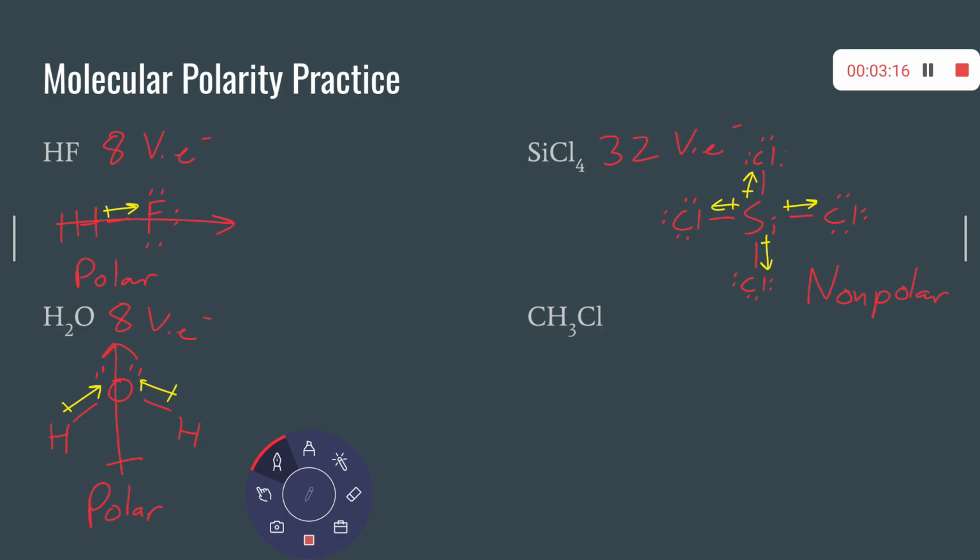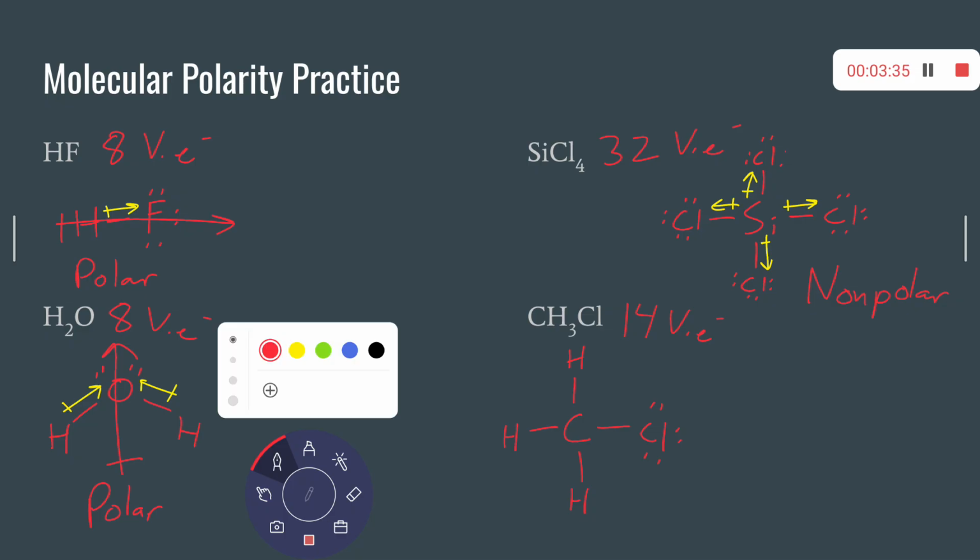So now let's try the last one, CH3Cl. You should end up with 14 total valence electrons, and your Lewis structure should look something like this. You could put the chlorine in any of these 4 positions. As long as your arrows are pointing in the right direction, it will still be correct. I chose the right side just because that's what I chose.